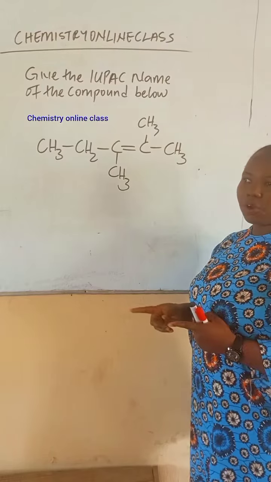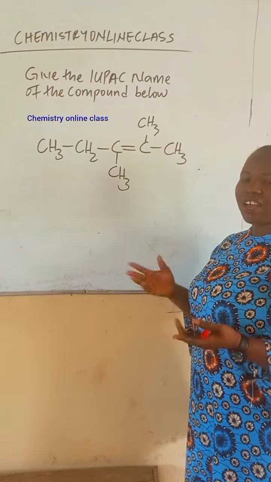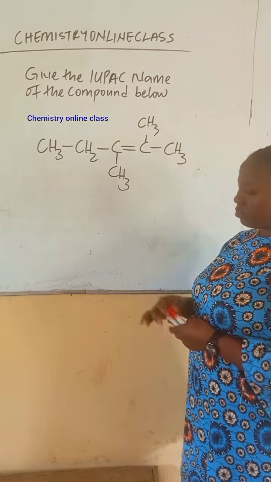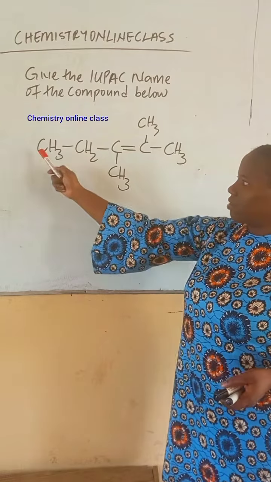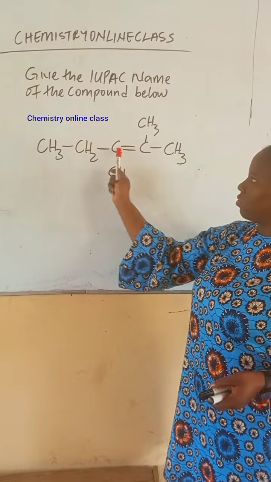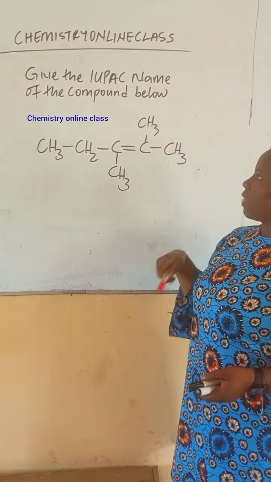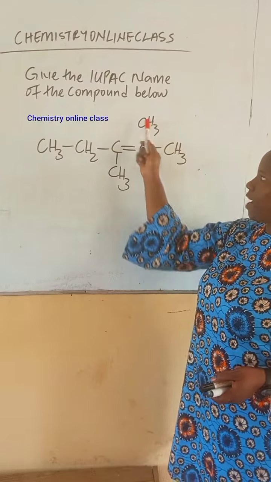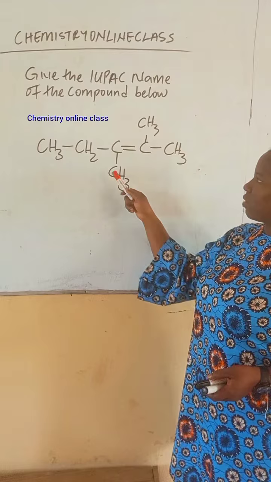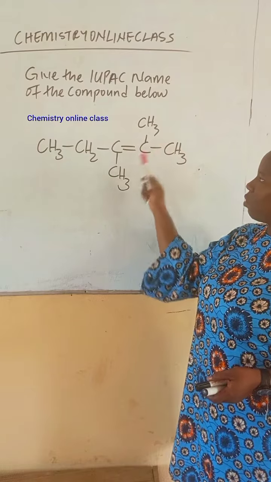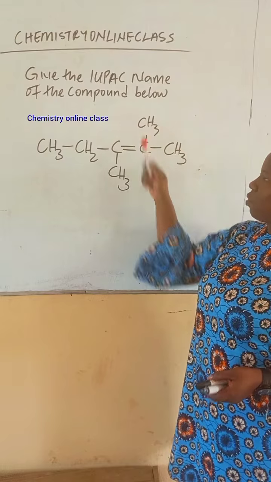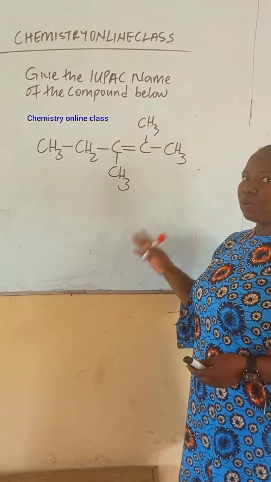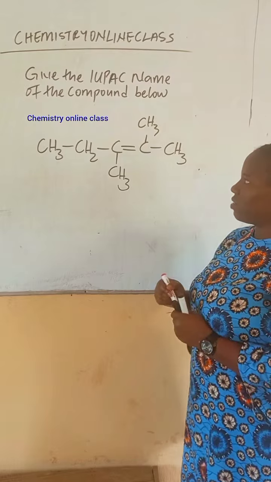In naming of organic compounds, the first thing to do is identify the longest carbon chain. Okay, let's do that. Here, let's count: 1, 2, 3, 4, 5. Let's count again: 1, 2, 3, 4, 5. Okay, let's count again: 1, 2, 3, 4. 1, 2, 3, 4. You can see that the longest chain contains 5 carbon atoms. Okay, now let's circle it.